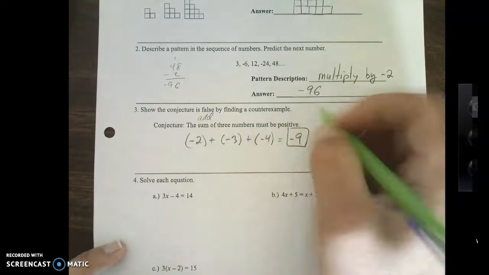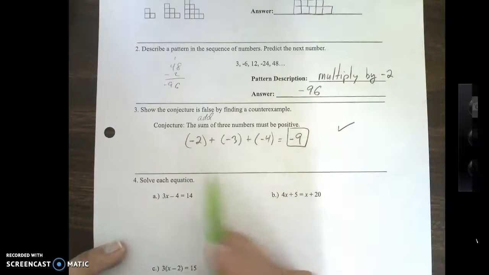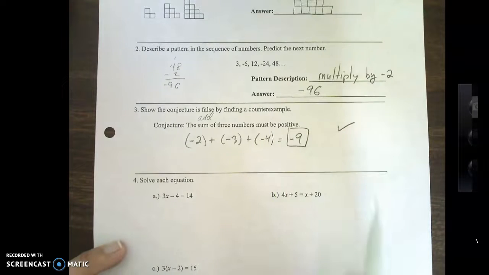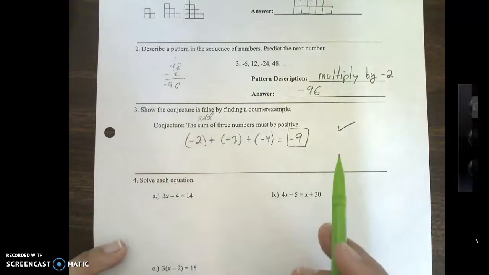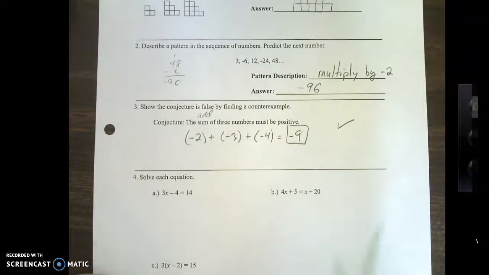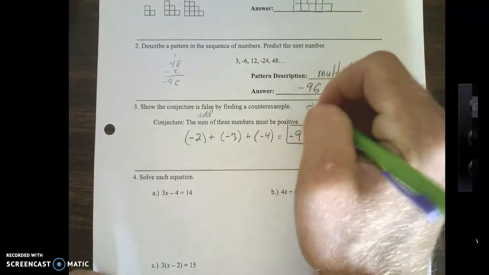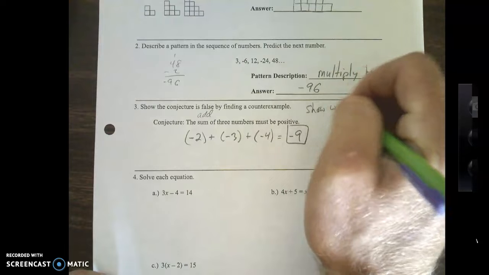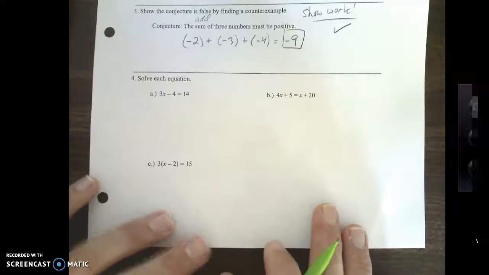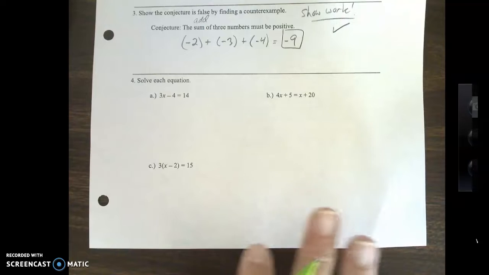All right. Boom. Counterexample. Is that the only counterexample? No, you can pick anything you want there, you're fine. You can do 1 plus 2 plus -7, like whatever you want, okay? But just show your work and you're all good. So important to say here, show work, okay?